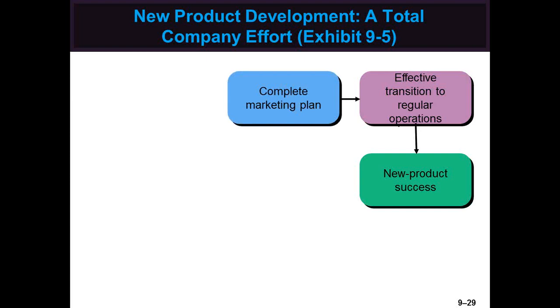New product success depends on many factors. The primary outcome is new product success, but how do we get there? Marketing managers must assure an effective transition from a new product to regular operations. This requires marketing managers to carefully develop a complete marketing plan. The careful analysis that goes into a marketing plan also assures that new products actually deliver superior customer value, another key to success. And products need to be based on effective design.